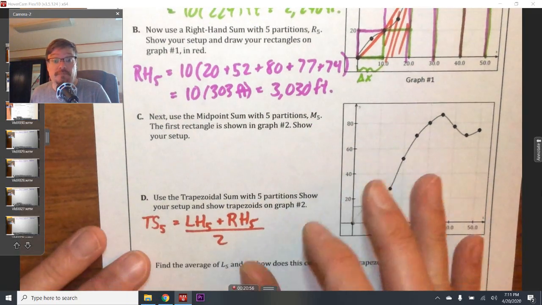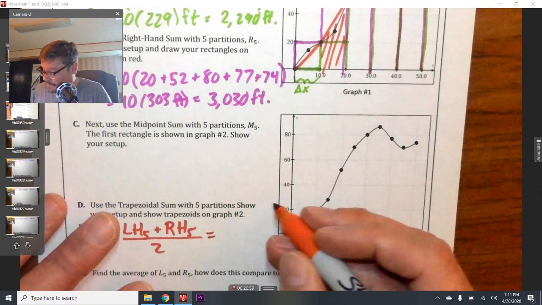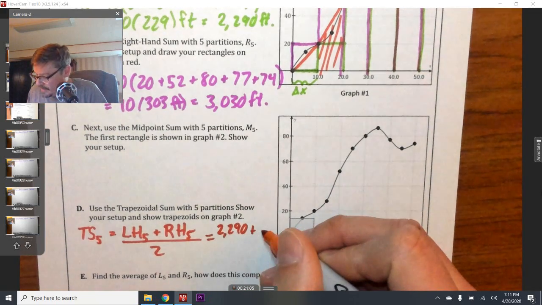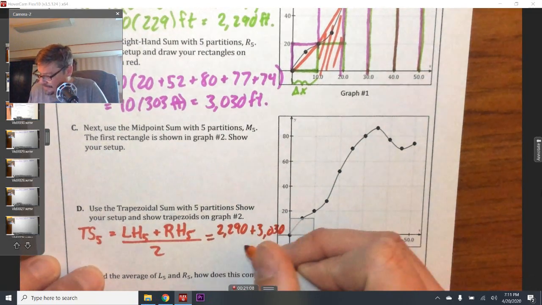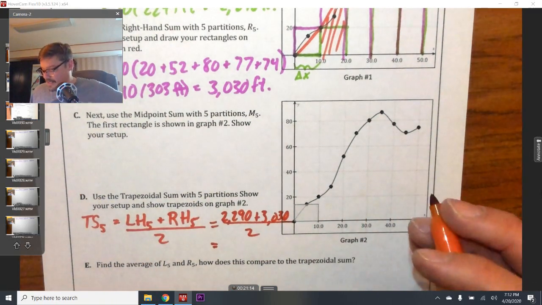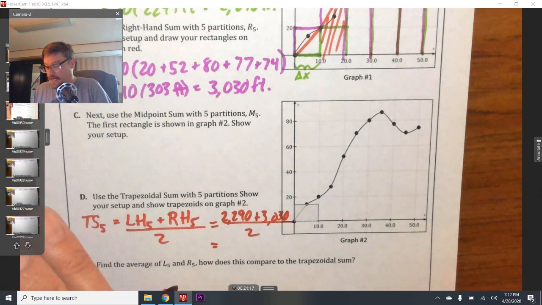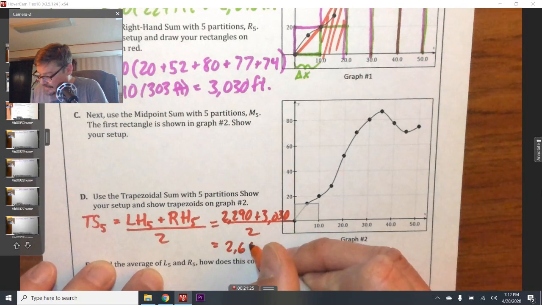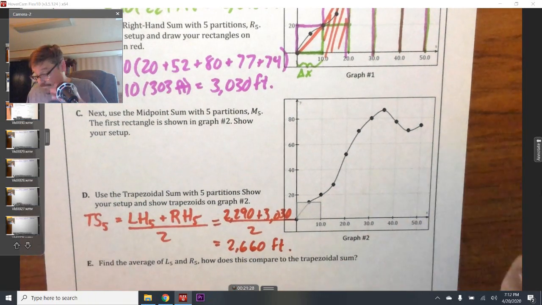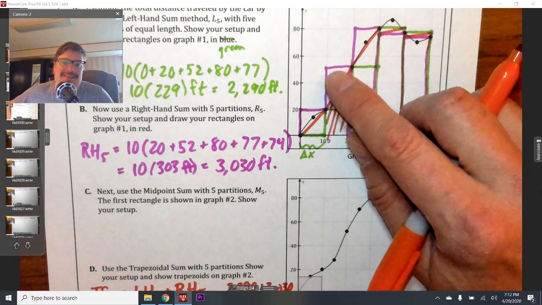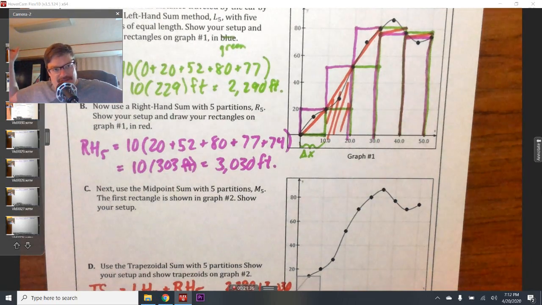It's always better. So what we'll do is we'll add those two: 290 plus 3,030, divided by 2. My answer key, let me just verify this, I get 2,660 feet. Pretty beautiful. And what it does is it creates a trapezoid. So it basically cuts the over and the under, kind of like it just averages it.